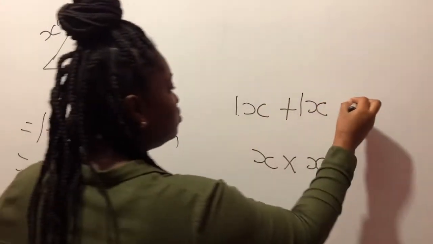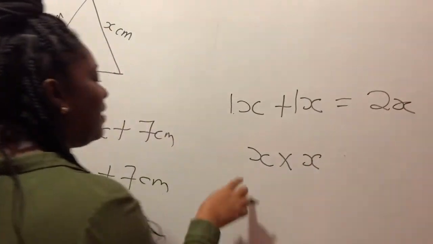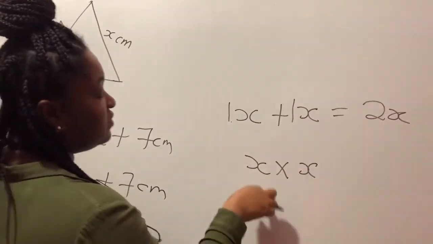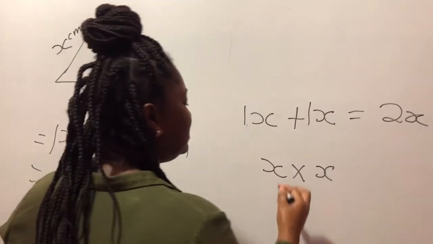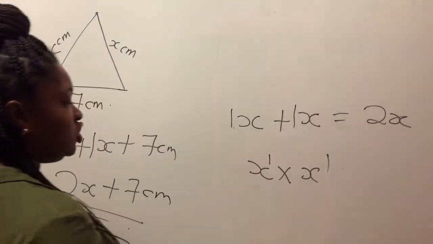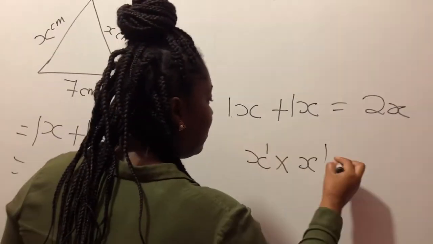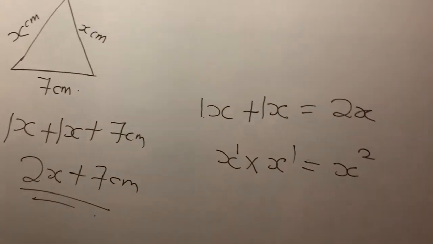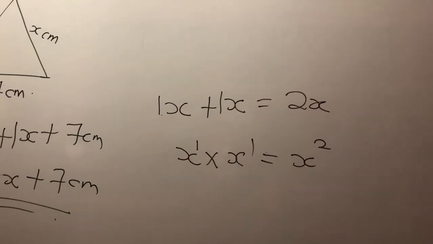So your answer here is 2x. But this one, we apply the law of indices that says that when numbers of the same base are multiplied, you add their indices. So in multiplication, you add the powers, which gives x squared. So this is just by the way for those of us making mistakes.